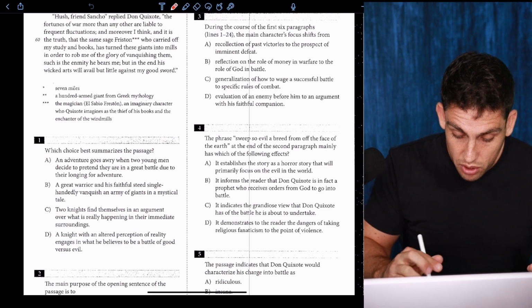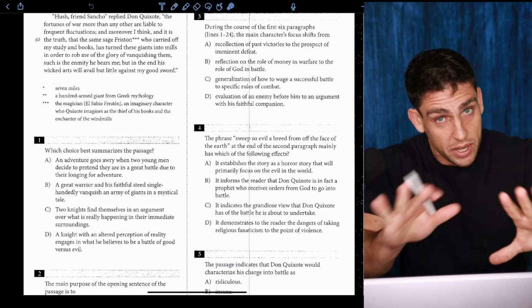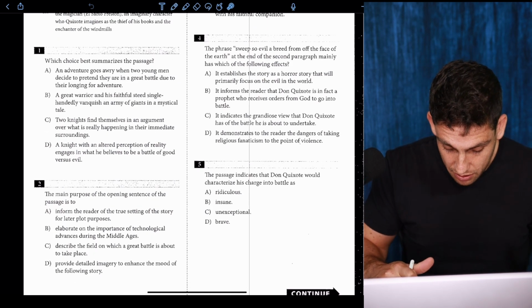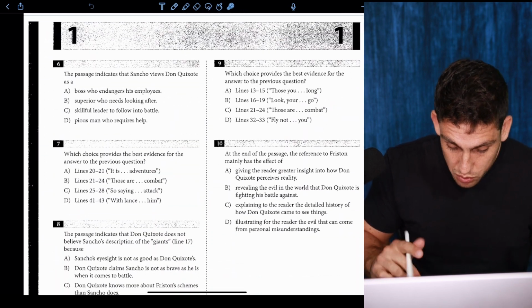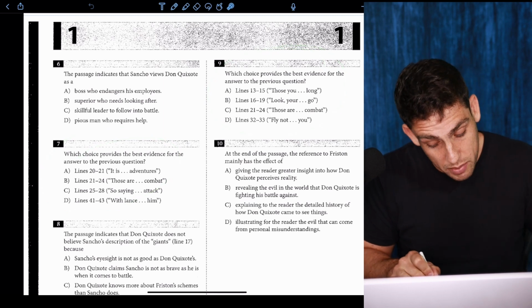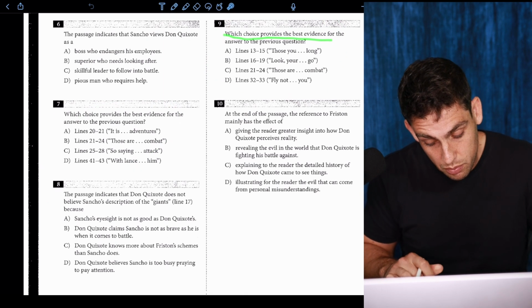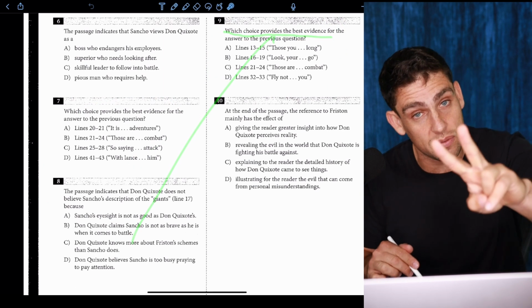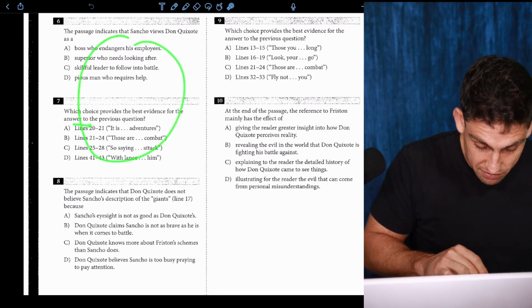So what am I looking for? I'm looking for the line numbers. I'm not reading any questions. I'm looking for the line numbers. I'm looking for answer choices with line numbers like number 9, like number 7. You guys see that? Now, just to be clear, which choice provides the best evidence for the answer to the previous question? So 8 and 9 is a set of 2. So is 6 and 7, right?